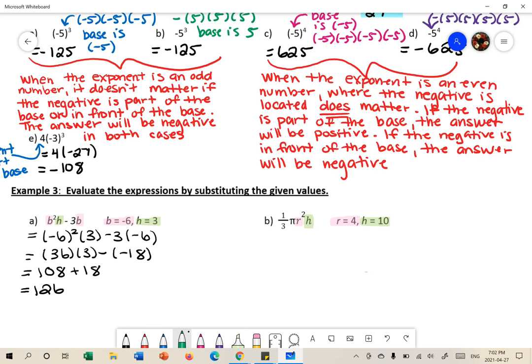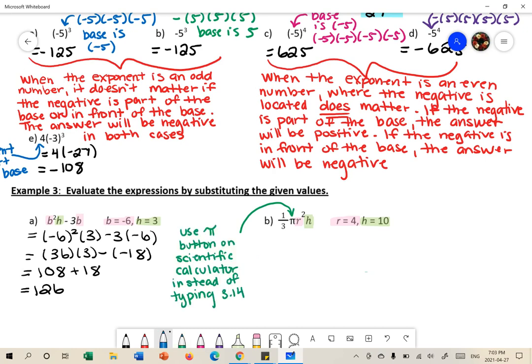There is a pi sign here, which has a value of 3.14. In high school, we no longer type in our calculator 3.14. We use scientific calculators and they all have the pi button. And so you're going to click on that instead of typing 3.14 in your calculator. It does make a difference with your final answer and rounding. The question is 1/3 times pi times r squared times h.